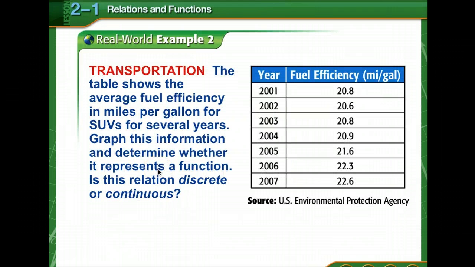So we're given a word problem. I'm going to let you take just a moment to read it, so if you'll pause the video for a moment. Okay, so we are to determine if this relation is discrete or continuous. Now a continuous relation, if you can draw the graph of a relation without lifting your pencil from the paper, then that one is continuous.